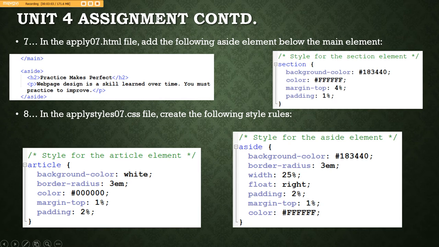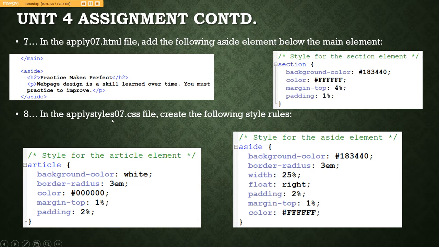Then in the apply HTML file, you're going to add an aside, and it goes below the main element. So it's going to be right below the closing of the main. You have an aside, which also has a title and a paragraph, and then a close.